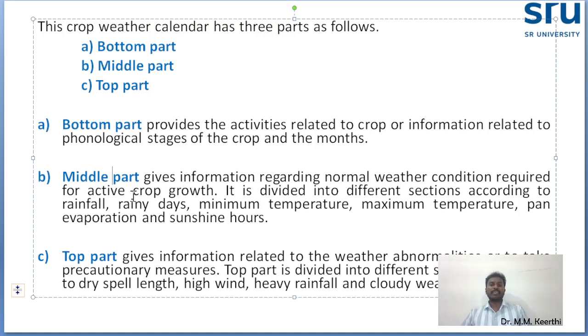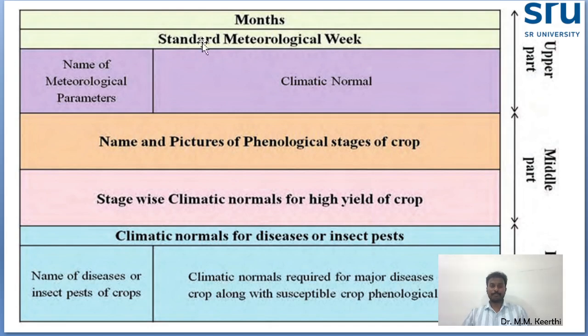It is divided into different sections according to the rainfall data, rainy days, minimum temperature, maximum temperature, pan evaporation, sunshine hours, humidity. Every weather detail will be there in the middle part. In the top part, weather abnormal conditions will be there: dry spell, how many days, high wind speed, heavy rainfall, drought, flood, cloudy weather, high humidity, low pressure, high pressure. All these weather abnormalities will be present in the top part of the weather calendar. You see this picture, these are the codes in the upper, middle, and bottom parts.